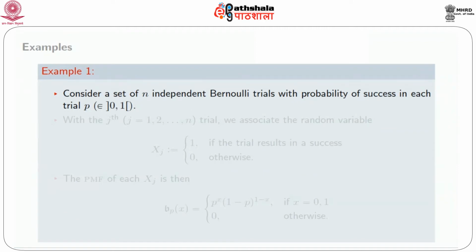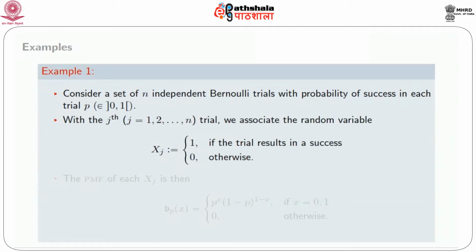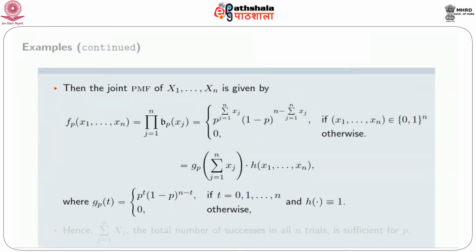In our first example, we consider a set of n independent Bernoulli trials with probability of success p per trial. With the jth trial, we associate the random variable x_j equal to 1 if the trial results in a success, equal to 0 otherwise. Then the PMF of each x_j is given by p^x (1 - p)^(1 - x) if x equals 0, 1, and 0 otherwise.